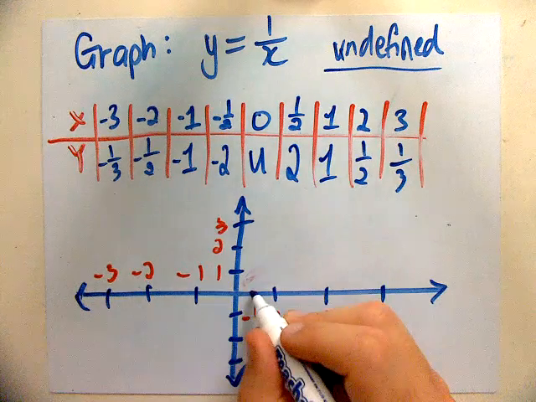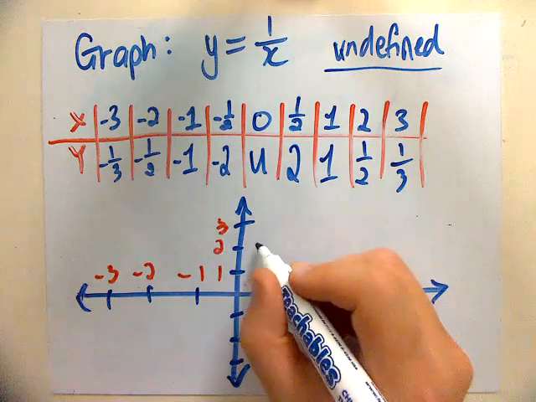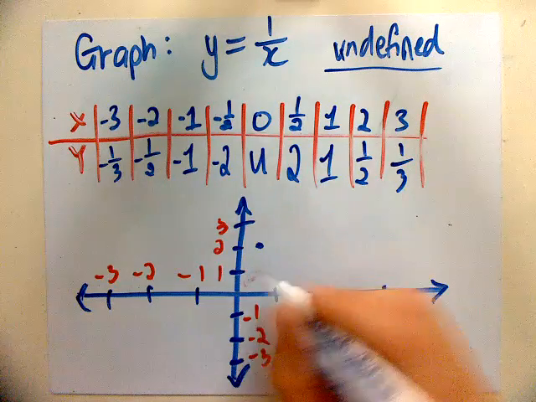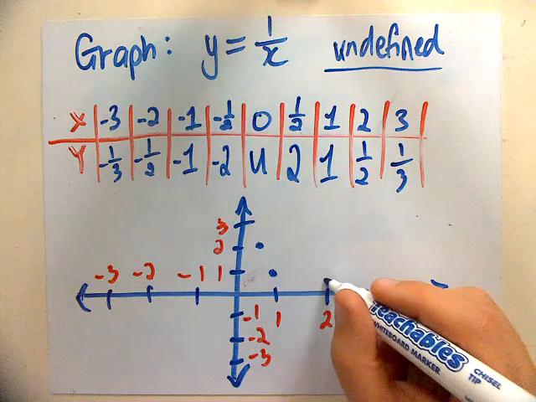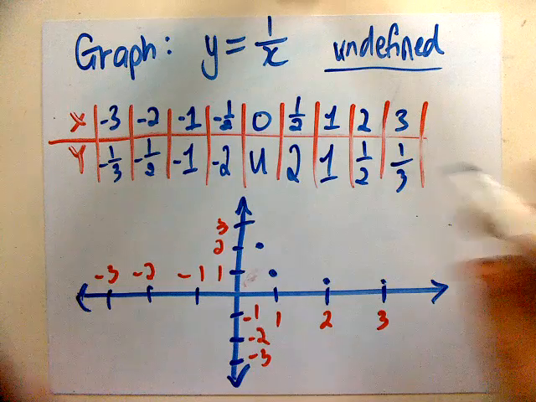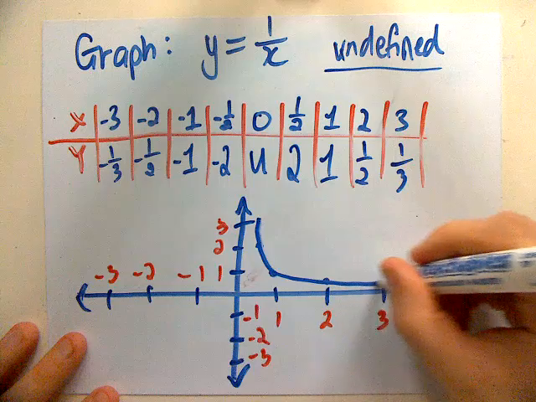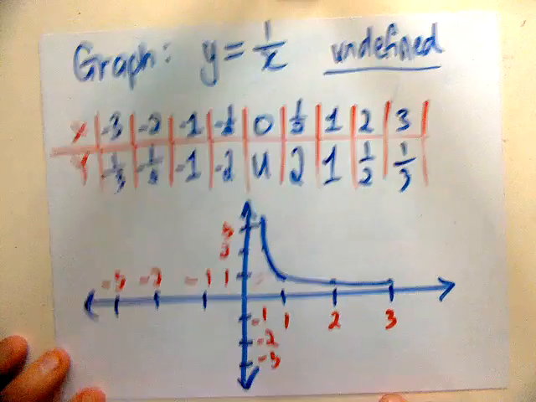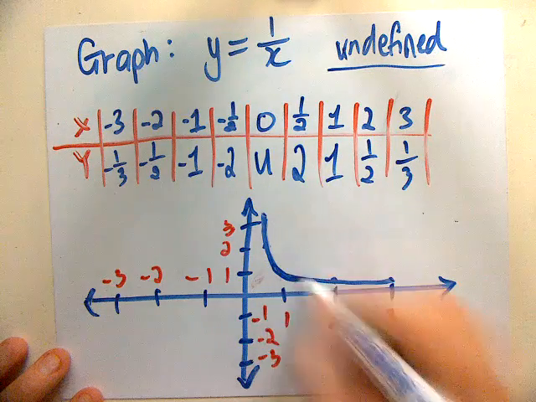So if x is at 1/2, this is going to be up there at 2, right? X is at 1, it's going to be at 1. X is at 2, it's going to be at 1/2. X is at 3, it's going to be even smaller again. So this looks something like that little line there, which probably should be a bit smoother, but you get the idea.